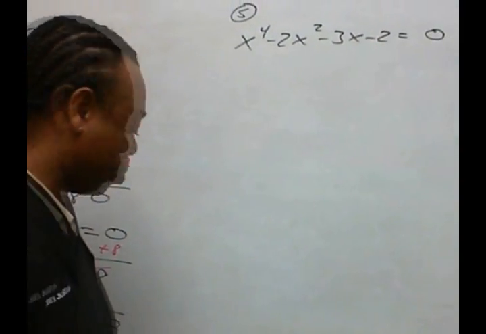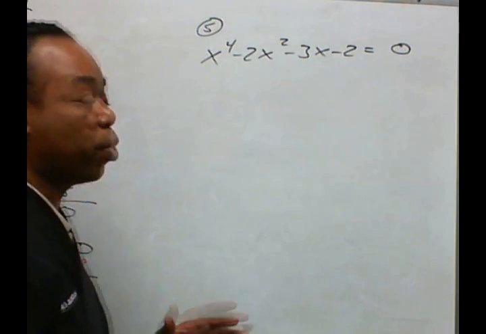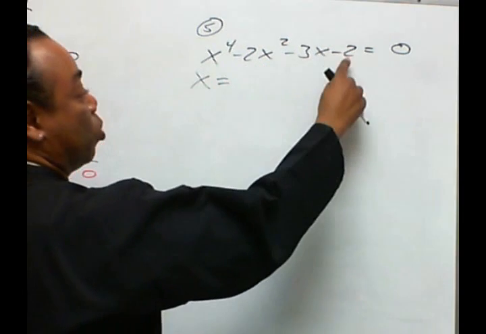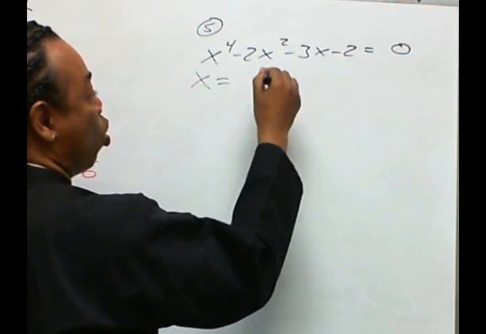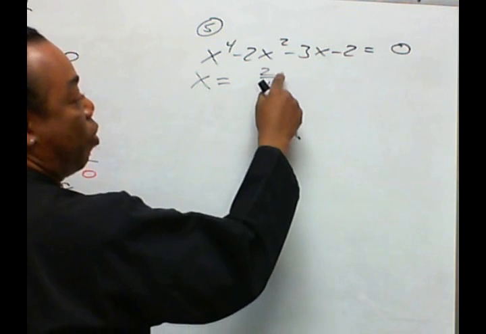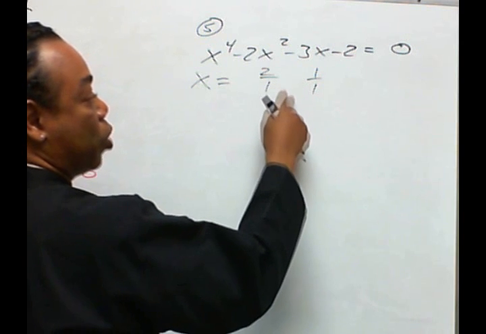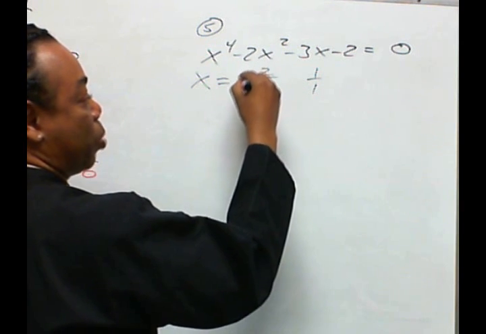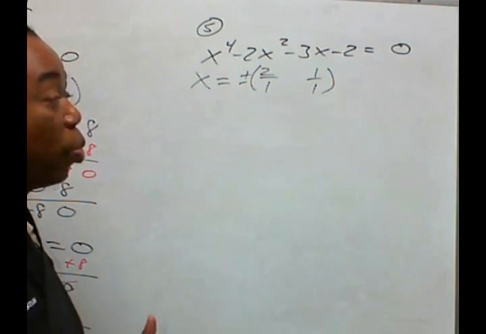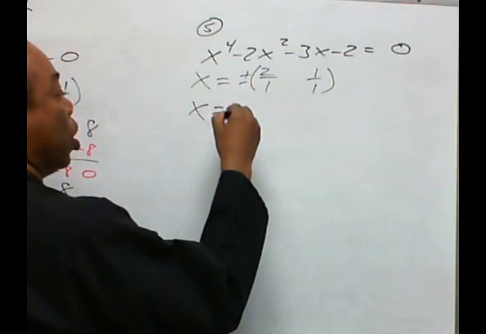Okay, number 5. We want to solve this polynomial. So we're going to get all the possible rational solutions first. So x could be, we use the final constant, which is 2, over the leading coefficient, which is 1, 2 over 1. And all the numbers that can go into 2, that's 1. So 1 over 1. So these are the 2 possibilities. And with the plus or minus, this gives us 4 possible rational solutions. Let's start off checking out x equals 1.